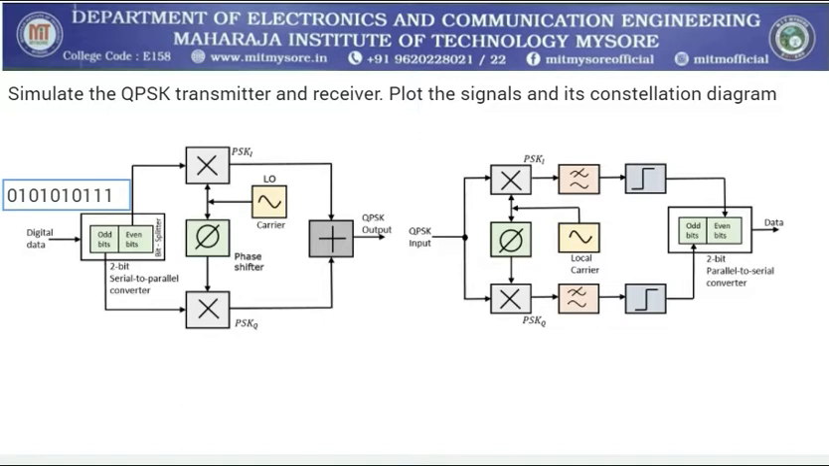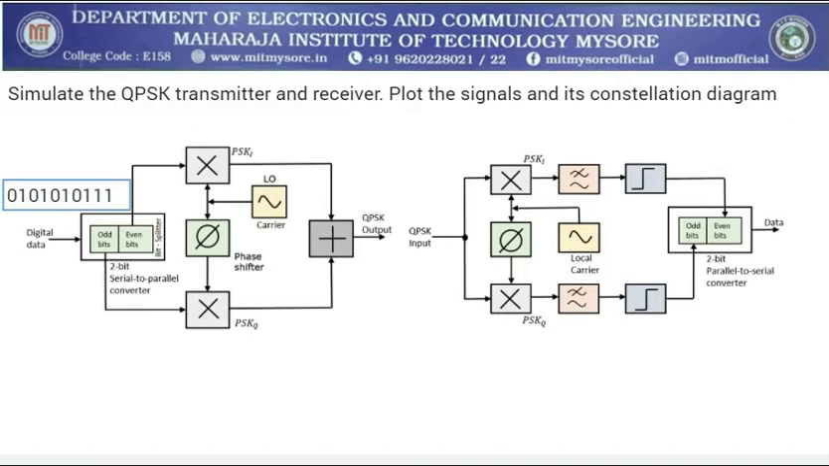The phase shifter shifts that particular sequence: if it is sin omega t, it will be converted to cos, or to sin with respect to it. Then these two are combined by using the summer, and it will be outputted. This outputted wave is called the QPSK output. This particular process is called modulation, and the next is demodulation.